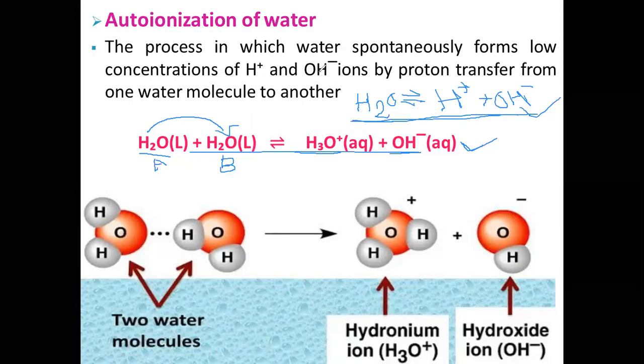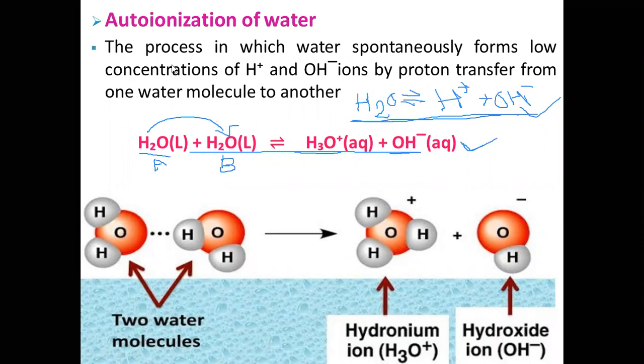So this water molecule continuously undergoes dissociation. One loses a proton, another accepts the proton, so formation of this hydronium ion and hydroxide anion takes place. This process is called the autoionization process, and it is a spontaneous process.